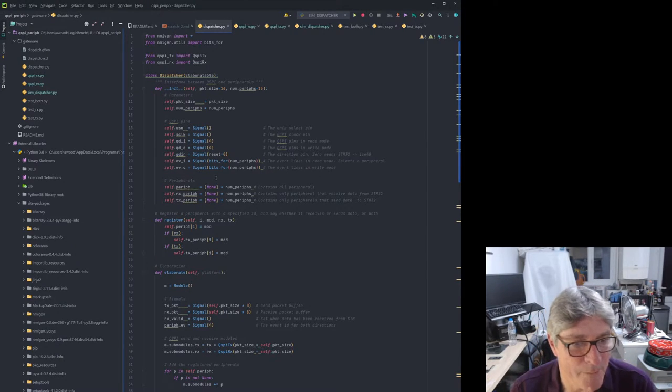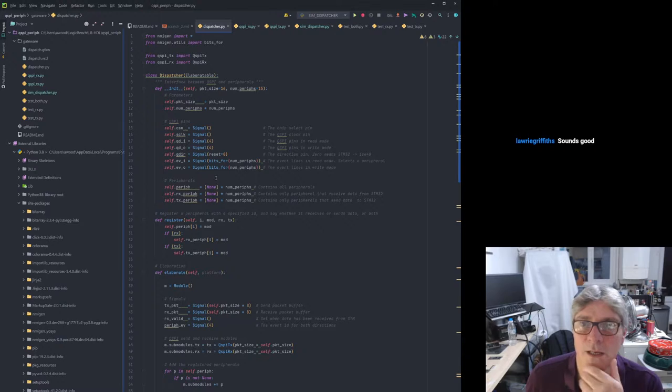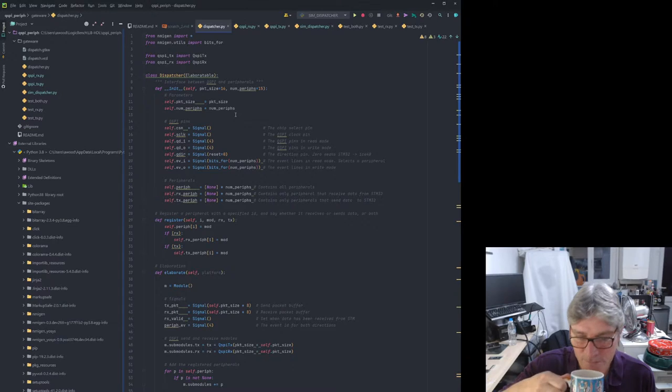So, the solution, the candidate at this point, it's only running in simulation, we don't have it running on Arbor yet, is being written in Amaranth, which is nice.